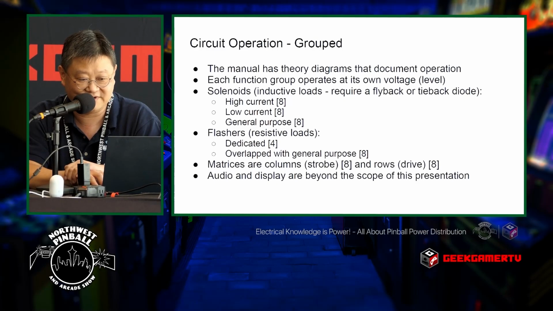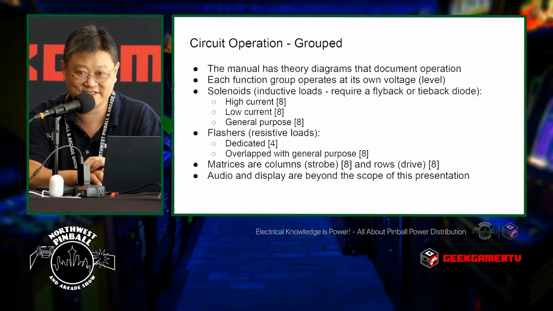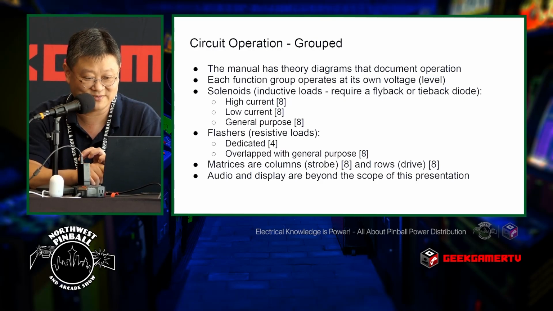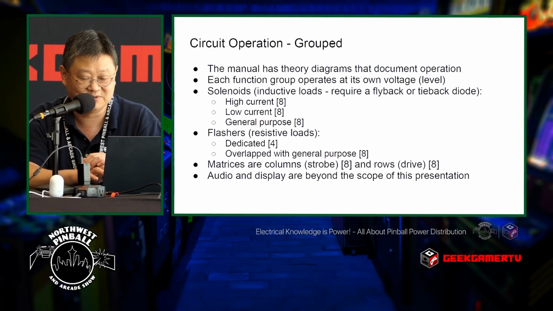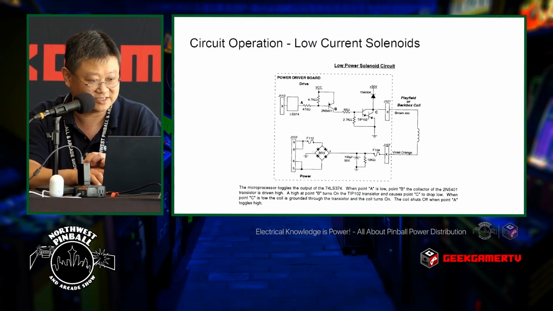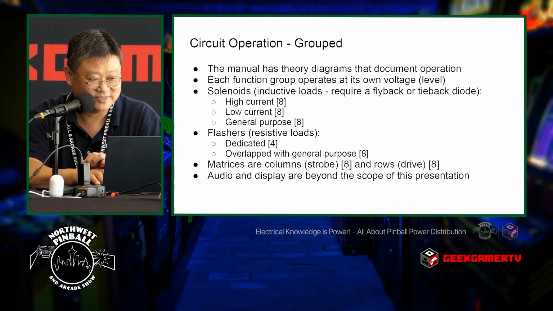The manual has theory of operation, and I'm going to skip through this, unfortunately, because I know I'm going to be low on time. They typically group things together. Solenoids are grouped, as I've mentioned here, high current, low current, general purpose. Flashes are grouped together as dedicated or overlapped. The big issue that you'll often see on some machines, like for instance Star Trek Next Generation or Terminator 2, is someone will say you need to do the tieback mod, and you'll ask yourself, what's the tieback mod? And the tieback mod deals with general purpose solenoids. I've got a lot here and I'm not going to make it.